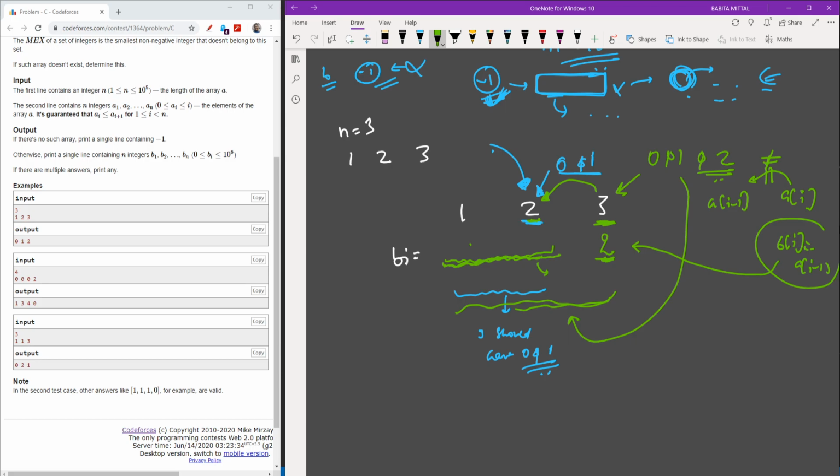Because 2 will not be able to be here anyways. If 2 is here, then 2 will not be able to reach the answer here. So the 2 will not be able to be here or here or here, anywhere. So it will have to be under 3. Okay, so the first thing I get is, if a_i is not equal to a_i minus 1, then my b_i is always a_i minus 1.